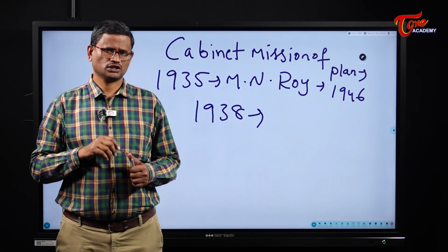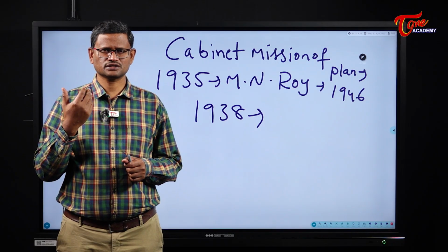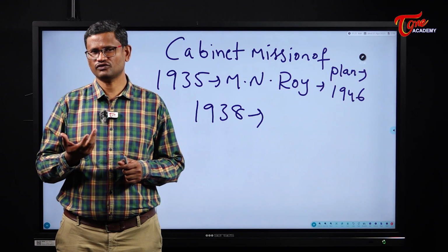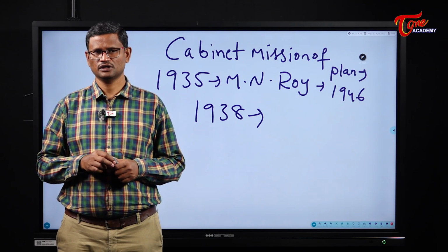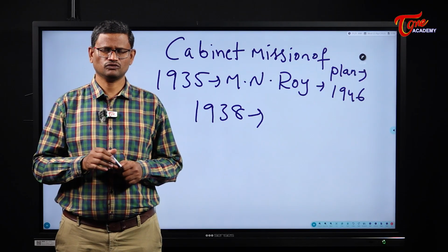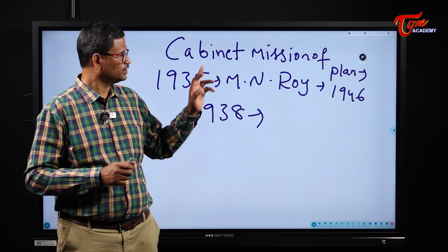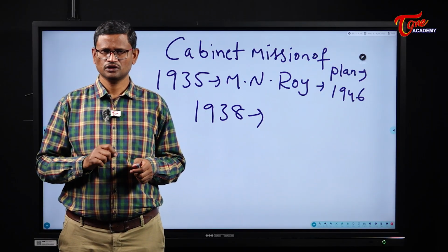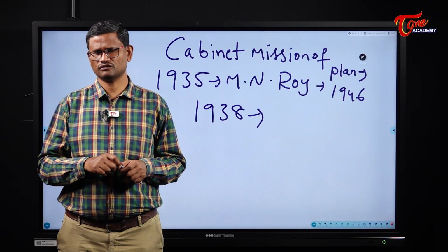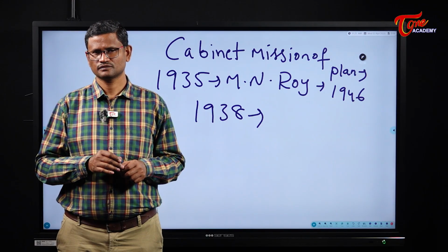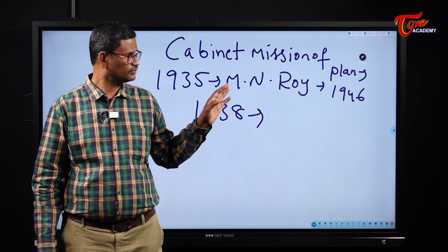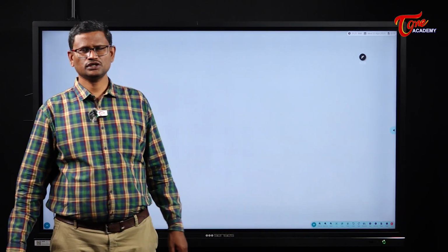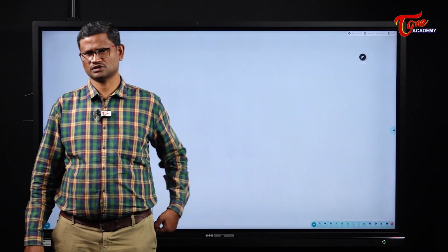So what is the Constituent Assembly? The Constituent Assembly is the special body which was created to draft a constitution for independent India. It was created under the provisions of the Cabinet Mission Plan of 1946. In other words, the creation of the Constituent Assembly was done by the British government under the Cabinet Mission Plan of 1946.